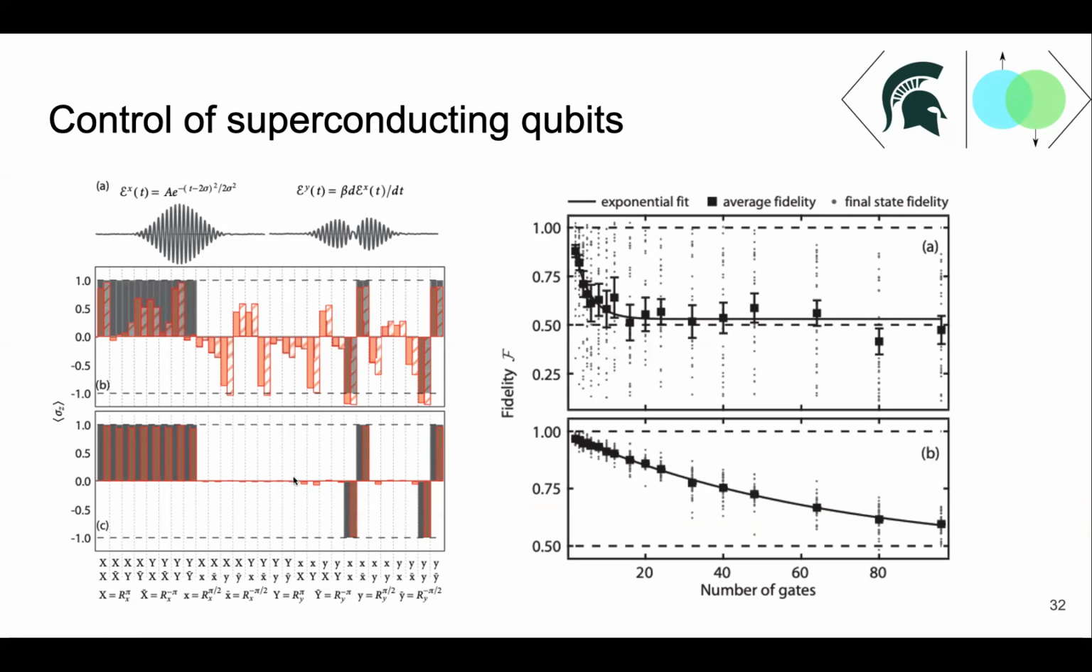Okay, so yeah, this pulse shaping really gets rid of single qubit gate errors, which is great.